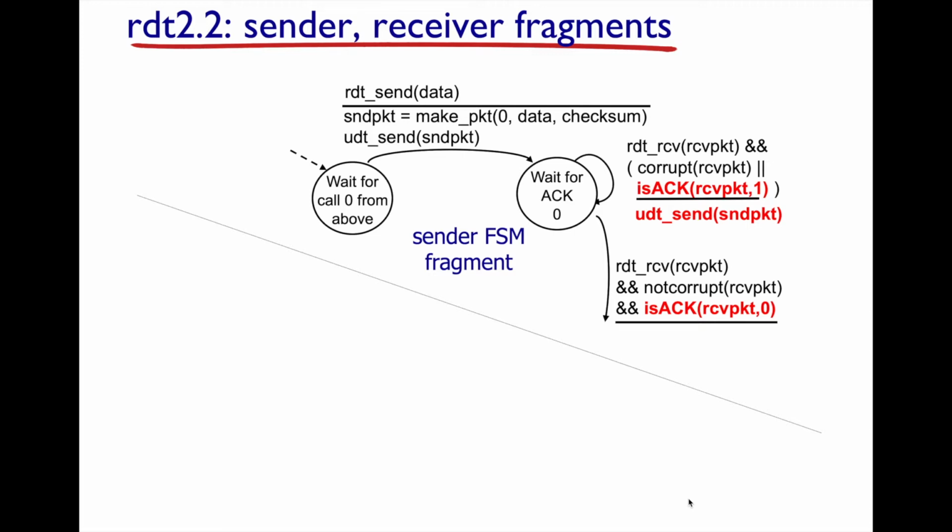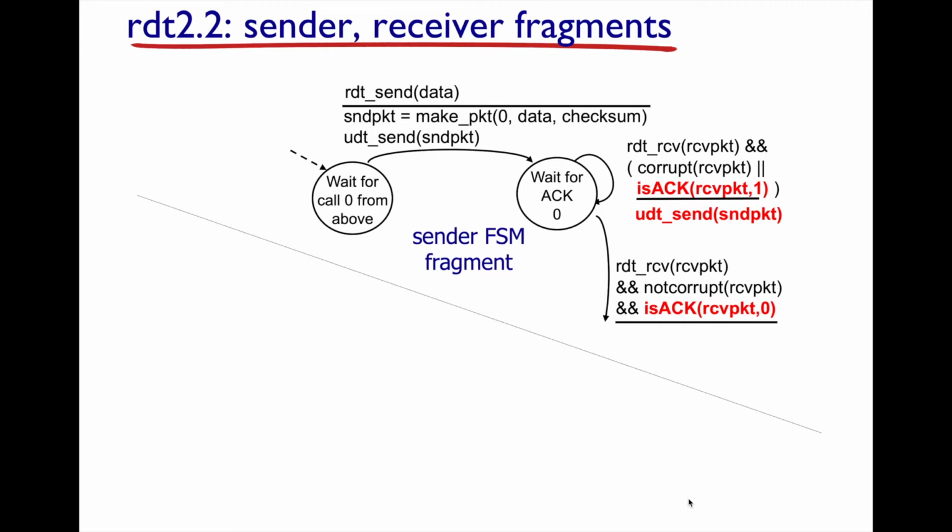And so one of two things can happen. Either the sender gets that feedback, the ACK for packet 0, or it does not. And so the self edge here, that first edge that comes back to wait for ACK 0, RDT receive is called, or that event occurs. So that means that data comes in to this transport layer from the network layer below. It checks it to see one of two conditions. Is it corrupt? If it is corrupt, then it resends its packet.